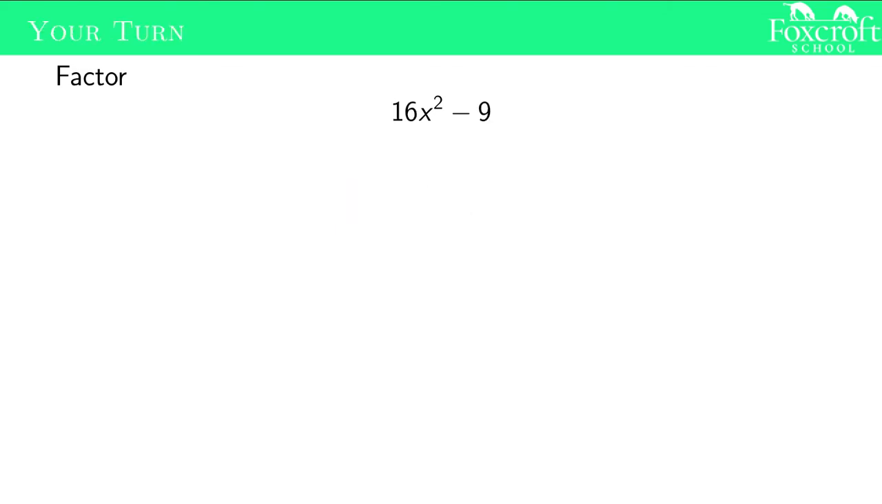So here's one for you to try on your own. 16x squared minus 9. And here's the solution I got. So 16 is 4 times 4. 9 is 3 times 3. So if we factor this difference of squares, we get 4x minus 3 times 4x plus 3.